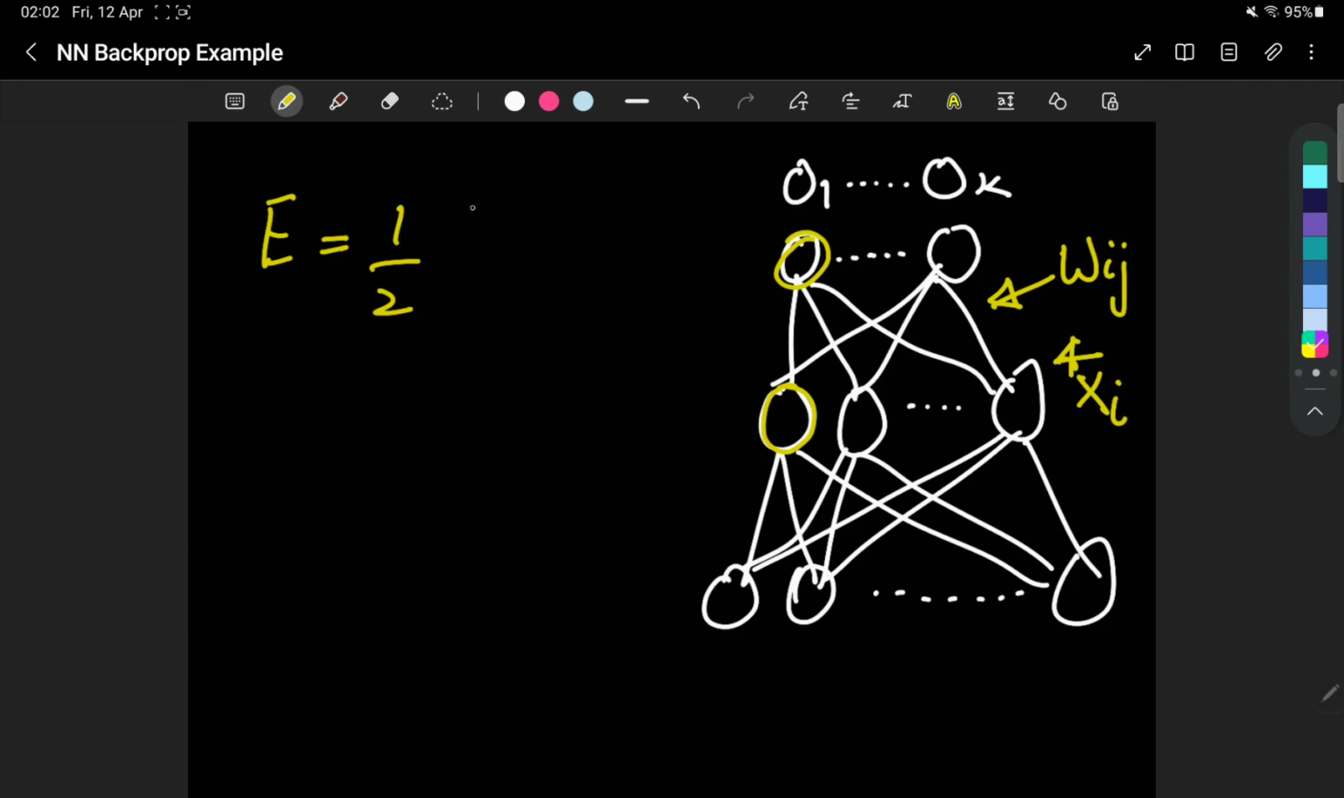So that would be half of the summation over k elements, of t_k, मेरे पास टारगेट आउटपुट है, minus o_k, मेरे पास जो है दिस इज़ प्राइमरीली द एक्चुअल आउटपुट ऑफ द नेटवर्क, जो कि मैंने O1 से OK तक रिप्रेजेंट किया, squared. ठीक है, तो दिस इज़ व्हाट आई एक्चुअली बी गेइंग. अच्छा, लेट्स डिफाइन अ फ्यू थिंग्स हेयर.